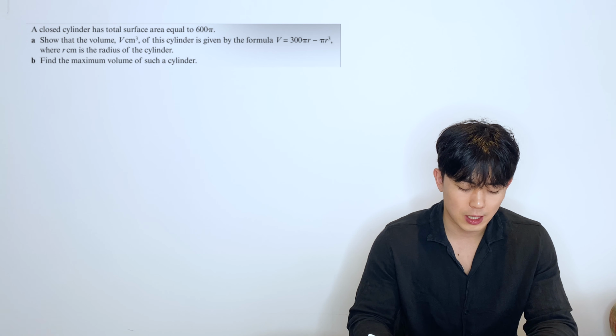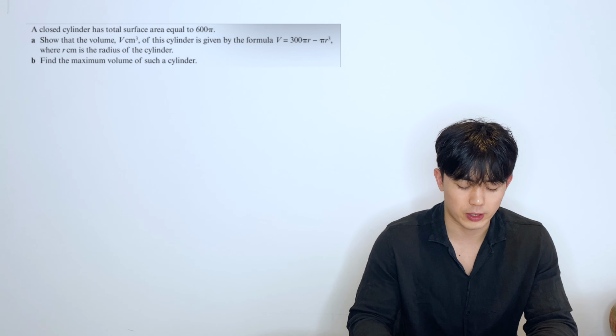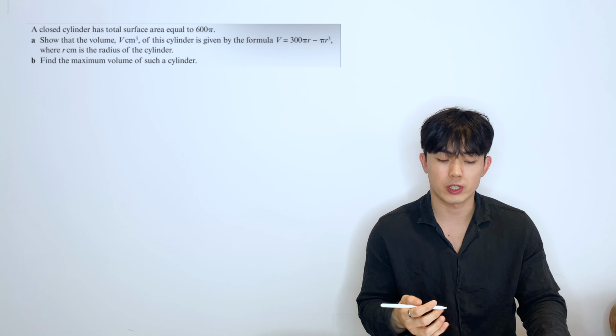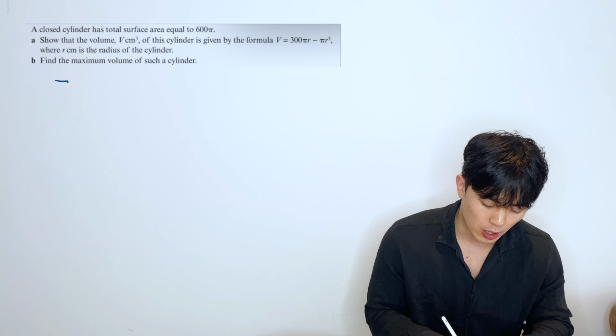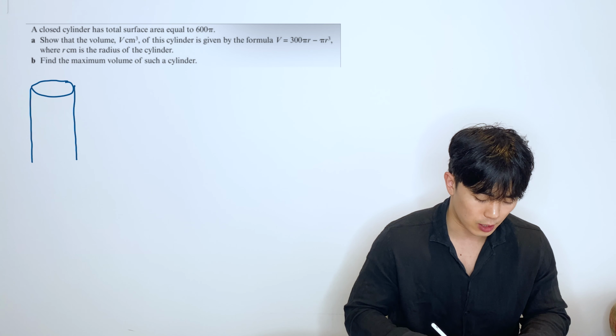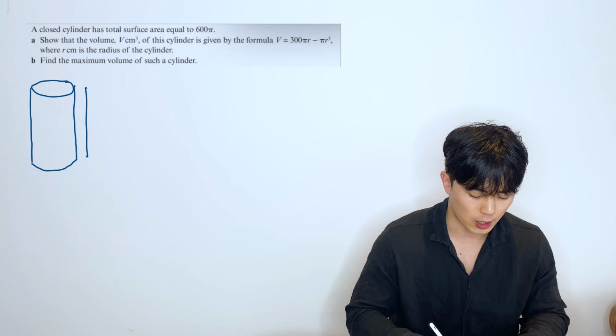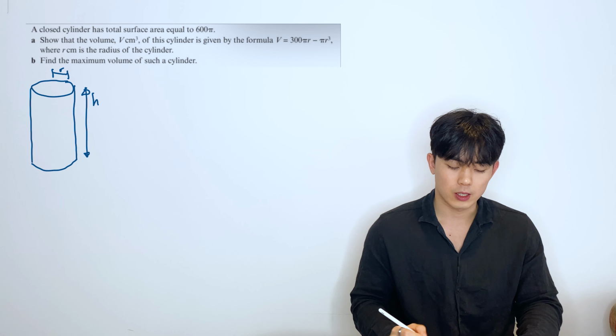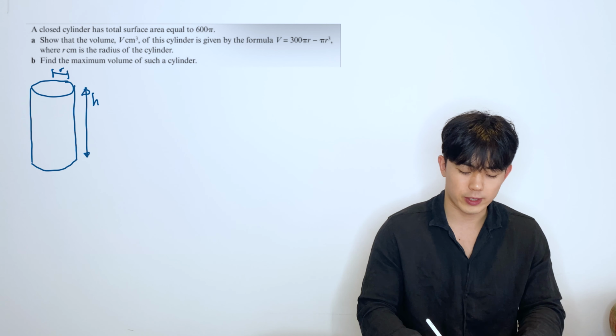So we have a closed cylinder which has a total surface area of 600 pi. Show that the volume of the cylinder can be given by this formula. So first things first, with this type of question, we always want to sketch it out if there's no sketch given. So a cylinder like this, and let's label some of the stuff. Let's say this is the height, so let's call this h, and let's call this one the radius. So the total surface area is 600 pi, right?